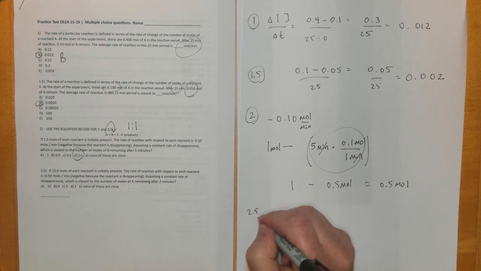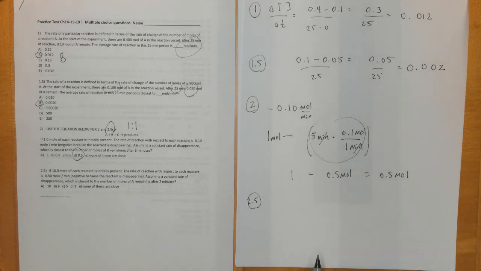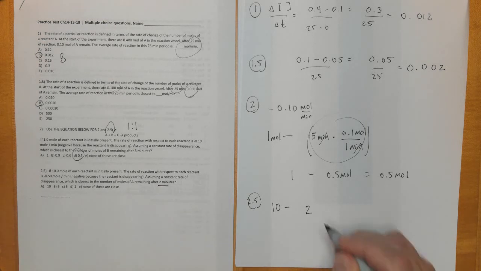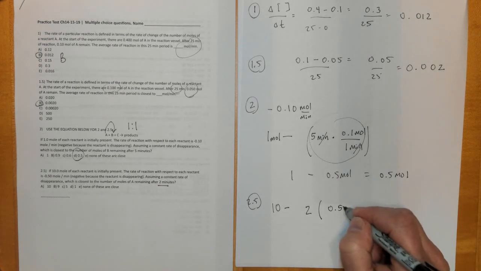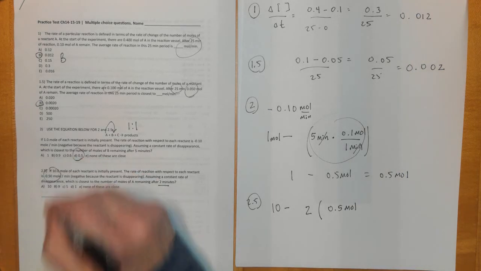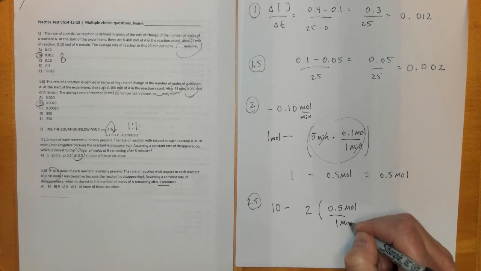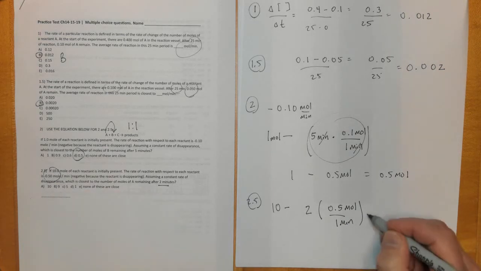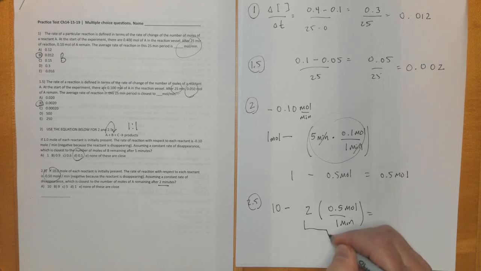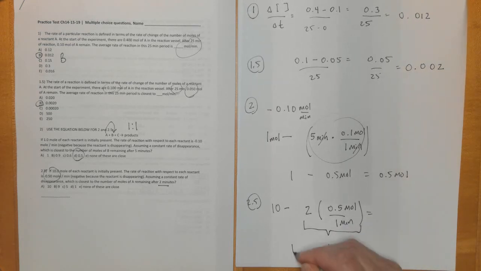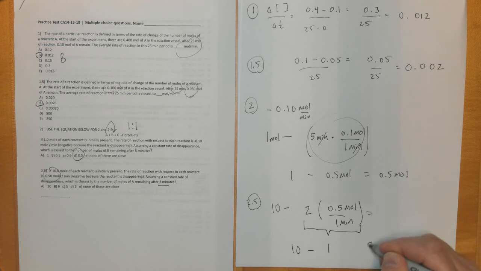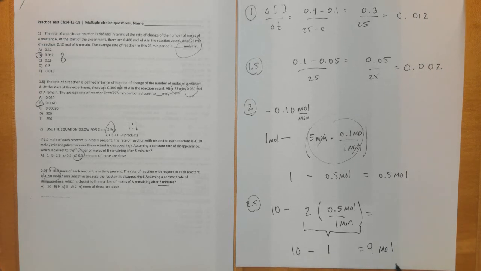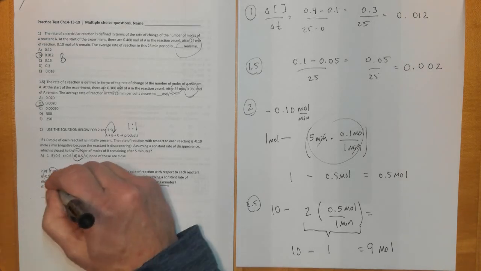2.5, similar question. This time we start with 10. And this time there are 2 minutes that go by, and there are 0.5 moles that disappear per every 1 minute, negative because of course it's disappearing. 2 times 0.5 is, of course, 1. 10 minus 1 is 9. So there will be 9 moles remaining, which is number B.